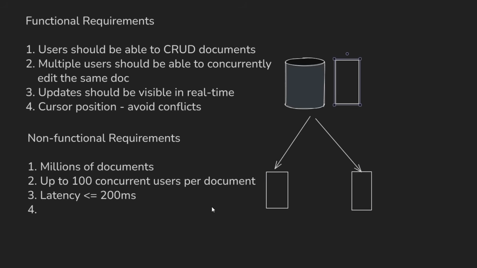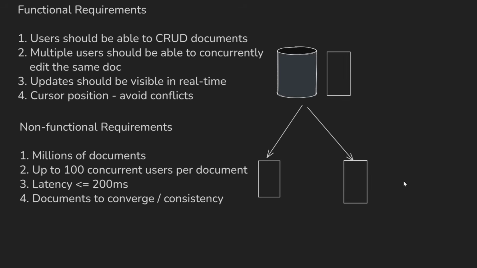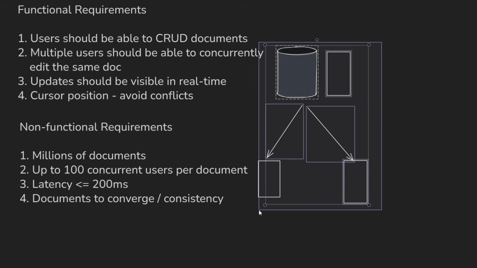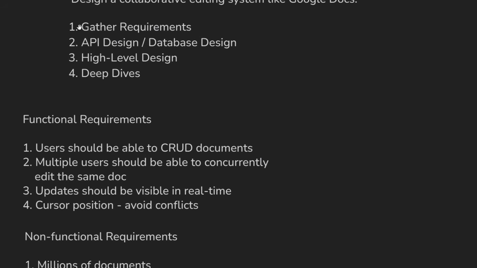So another requirement, and it might be kind of hard to get this out of your interviewer initially, but hopefully they'll mention it or maybe you'll bring it up. But we want documents to converge and specifically be consistent. So we should have some way of doing that. So I think we're in a pretty good spot for these requirements. We have a lot of context. So now we can move on to the next step, the API design / database design.